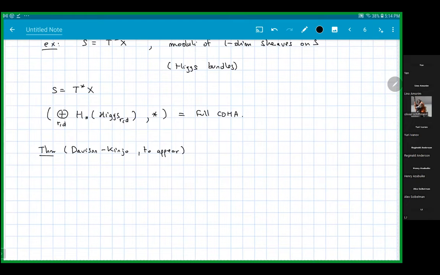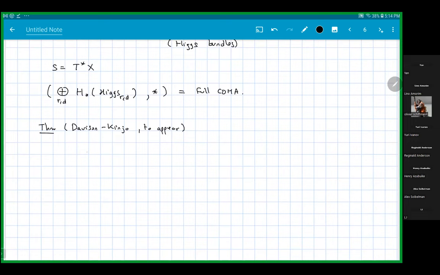It says that there exists a BPS Lie algebra for this. So let me just give it a name. Instead of saying it's the full COHA, let me say it's H full S. So H full S is isomorphic to the enveloping algebra of some BPS Lie algebra. And this BPS Lie algebra is a direct sum over all R, D of g BPS R, D bracket U, as an algebra.